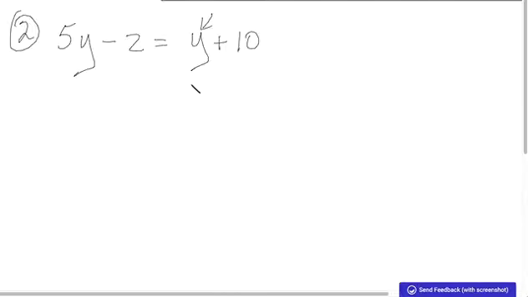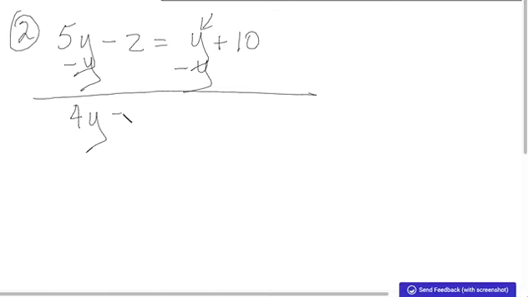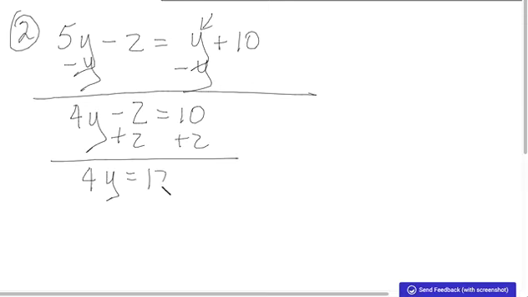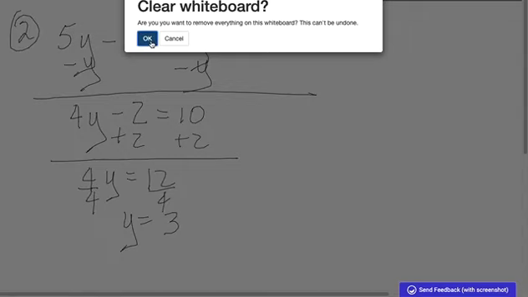And so since this is a positive y, we're going to subtract y from both sides. And then when we do that, 5y minus 1y is going to give me 4y minus 2 equals 10. And now I'm going to add 2 to both sides. And I get 4y equals 12, and I'm going to divide by 4, and then divide by 4, and I get y equals 3.